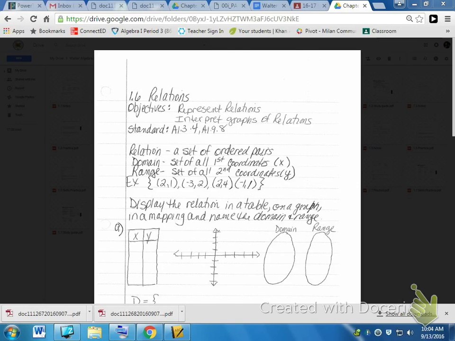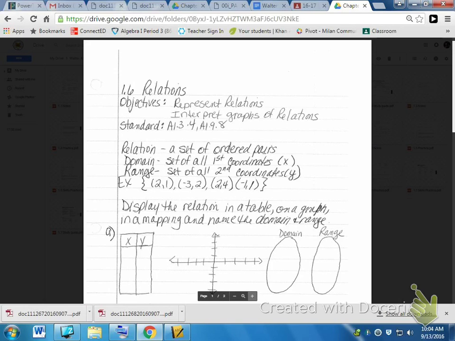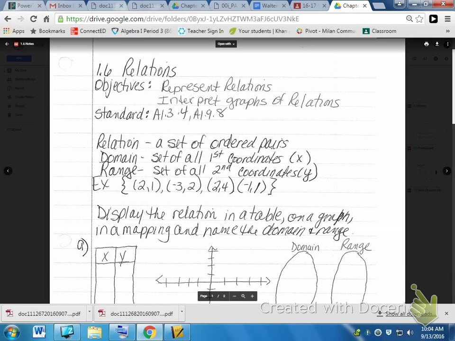First of all, we have the definition of relations. A relation is just a set of ordered pairs. In ordered pairs, we're talking from the coordinate system of x's and y's. And we are going to talk about some other vocabulary called domain and range, which you guys should already know. The domain is the set of all first coordinates.